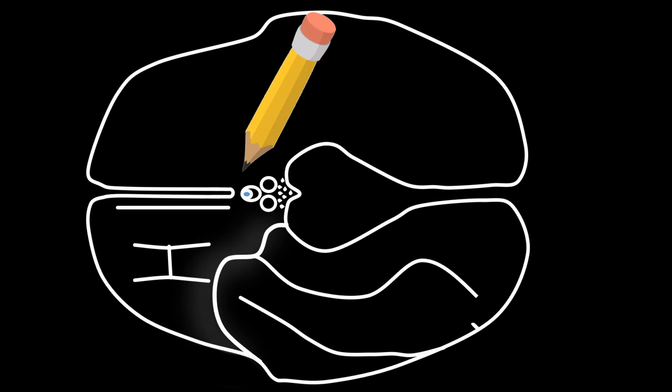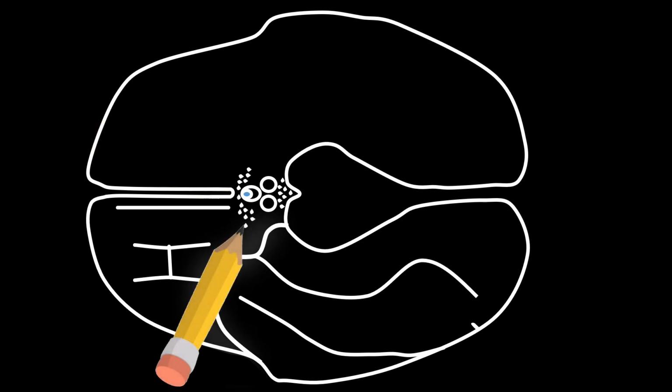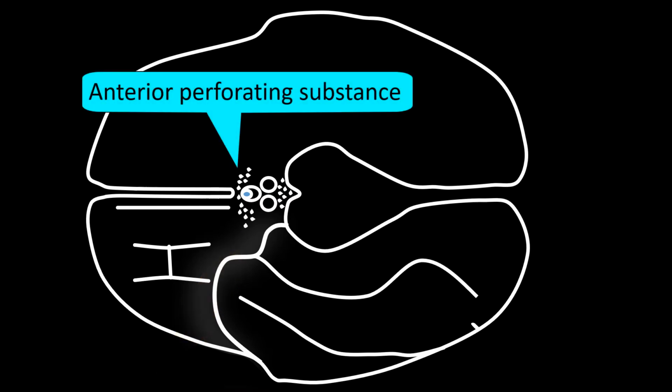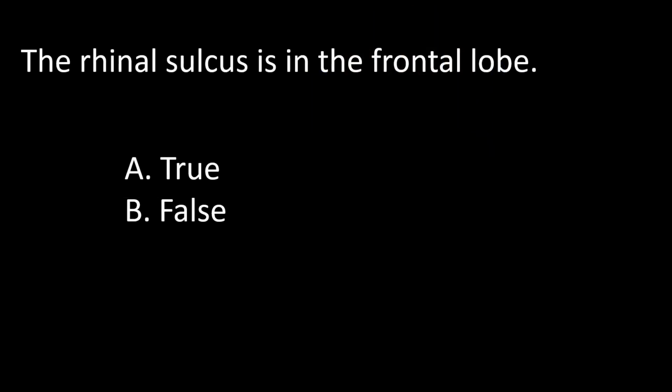Go a bit above the infundibulum and draw a bunch of dots. Then extend them to the other side. This is the anterior perforating substance. This is an important area because of all the structures that are deeper into the brain in this area. So the answer to this question is B.